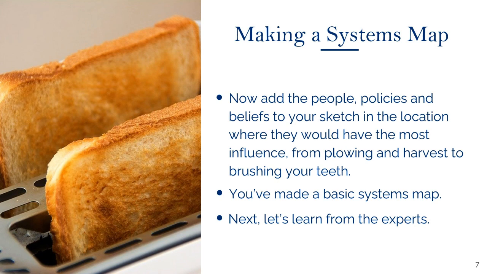So once you have all of the people, the policies, and the beliefs on your map of how grain gets to be toast, then you've created a systems map. So it's pretty simple in that regard, and we are going to add lots and lots of new layers, but I always want you to keep this simple idea in mind. It's a map of how things happen that includes people, policies, and beliefs.